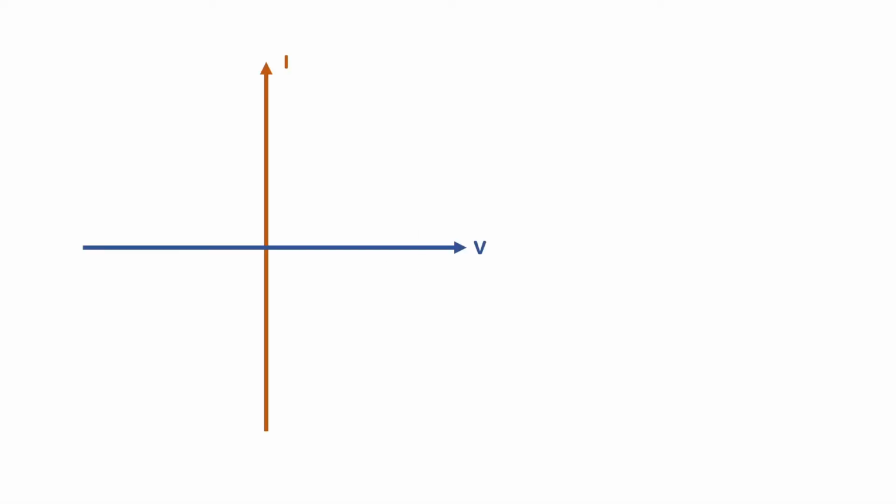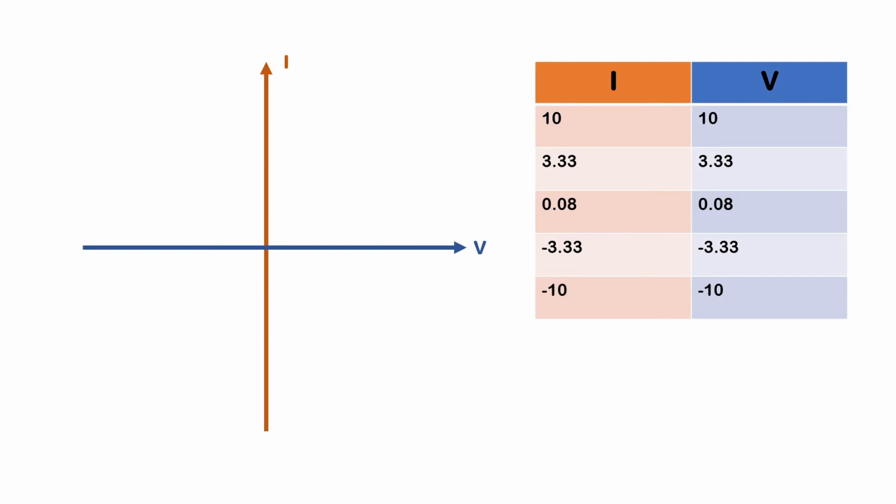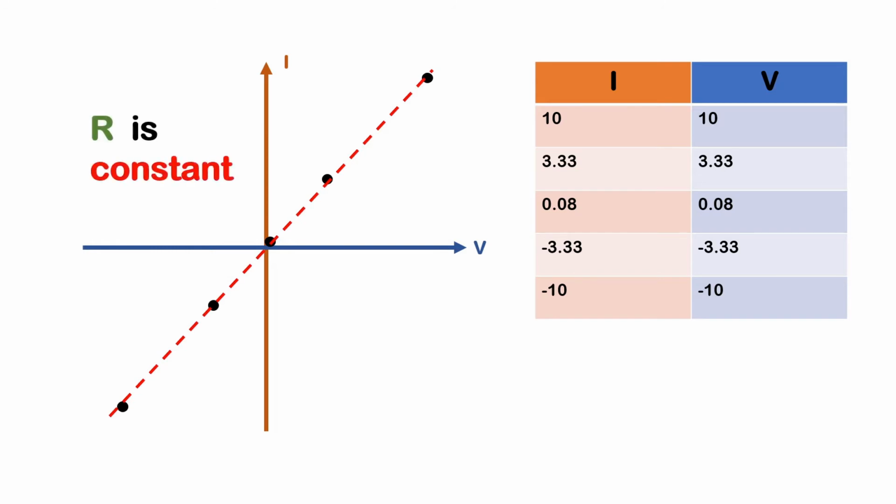Let's transfer these readings to our IV characteristics graph. Plotting our values, we can see that there is a linear relationship between the potential difference and the current across our component. As expected of an ohmic conductor, our resistance is constant, and the gradient, current over voltage, is equal to 1 over our resistance.